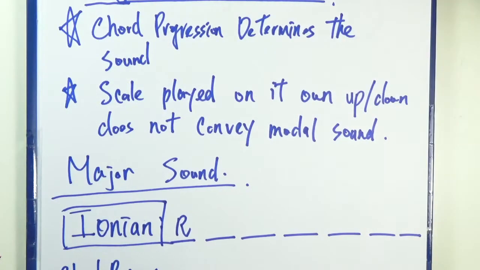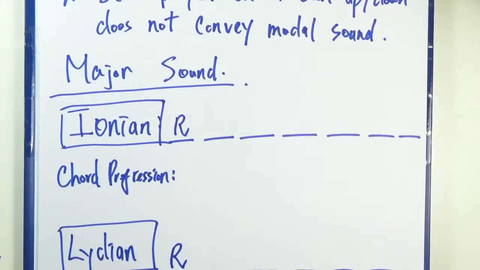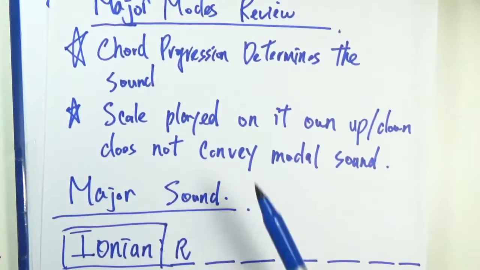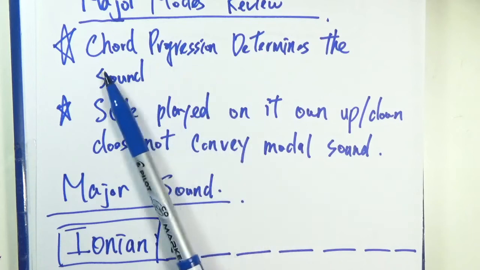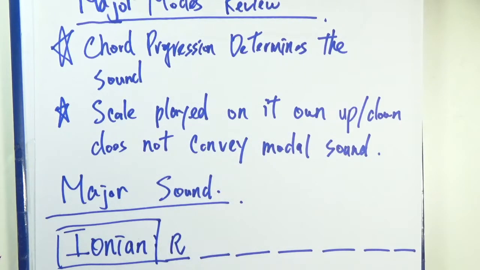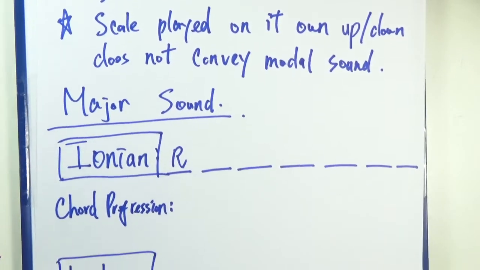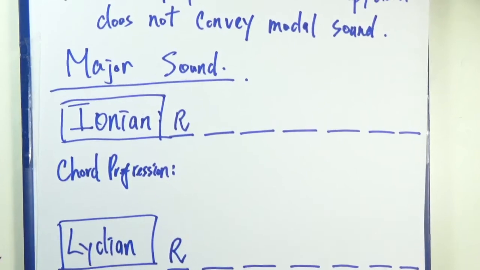Okay, so chord progression really is important. So we're going to review that as well. Again, chord progression determines the modal sound, and a scale played on its own sometimes doesn't necessarily convey the sound effectively. So you have to memorize the chord progression. Make sure you do that.